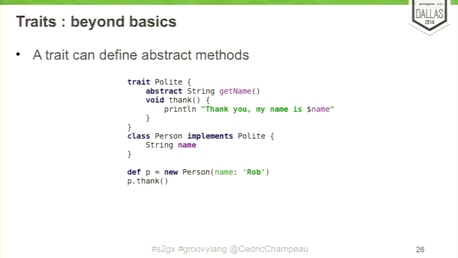So in the second case, if the class person implements polite, is the compiler going to tell me if I don't have a certain name? Yeah, it will complain saying you didn't implement the getName method.